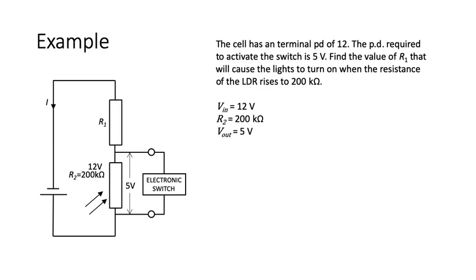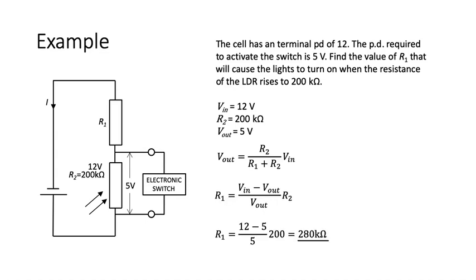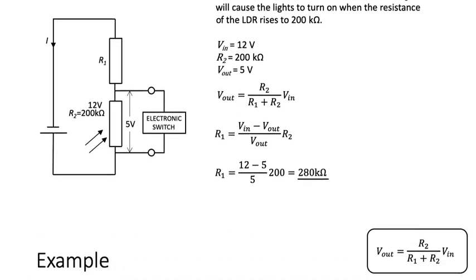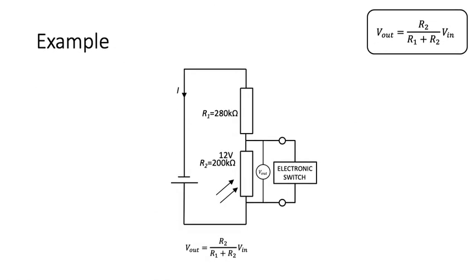We know the input is 12, output is 5, we know that R2 is 200 kilo ohms, so we've got our equation. We can rearrange our equation to give R1, and we can give a value of 280 kilo ohms. We can keep our calculations in kilo ohms if we want, as long as we are consistent. So let's just look at that more holistically. So that's the circuit that we've just built, with R1 being a 280 kilo ohm resistor, R2 with its resistance of 200 kilo ohms, 12 volt input gives us an output of 5 volts.